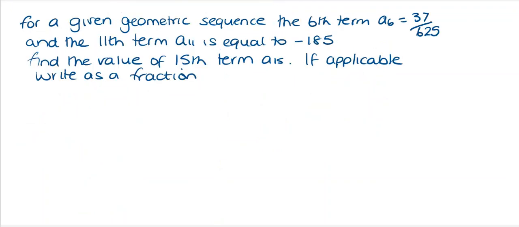Okay, so here's another question. You can try this one. For a given geometric sequence, the 6th term, A6, is 37 over 625, and the 11th term, A11, is equal to minus 185. Find the value of the 15th term, A15, and if applicable, write as a fraction. So the first thing you need to do is find the common ratio.